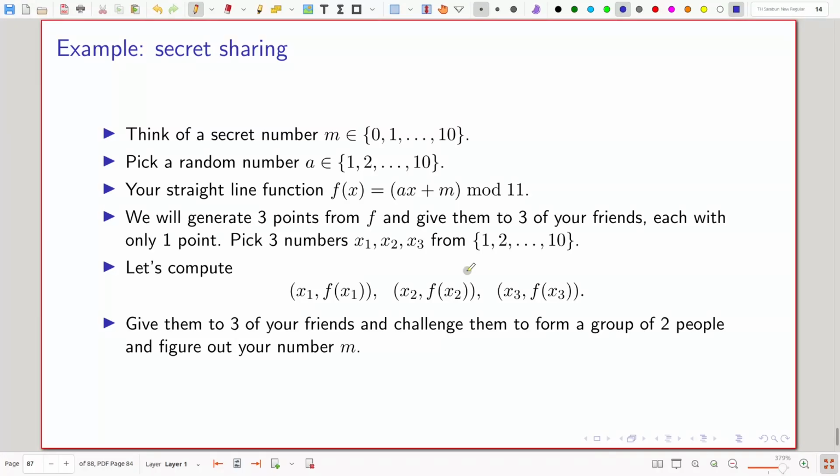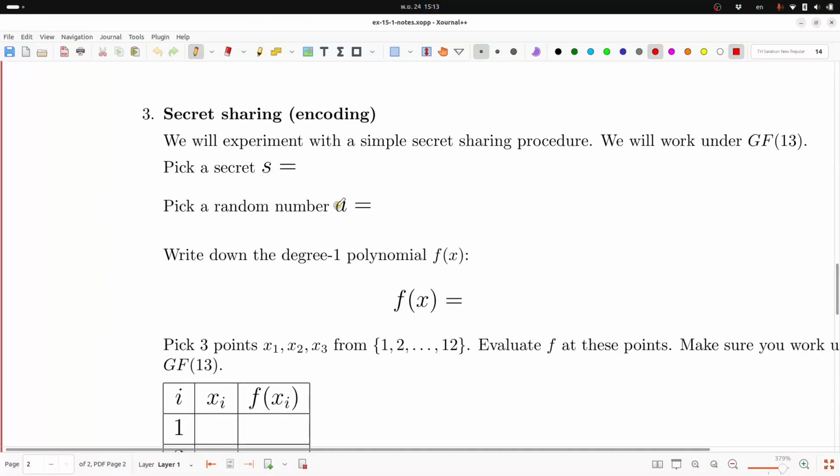Question 3 and 4. Okay? So here this exercise is mod 11. So I want to use GF 13. So you should think about a secret m from 0 to 12, and then pick a random number a, and then your straight line is going to be this mod 13, and then you compute. So let me try to do that in the exercise sheet. Okay, you will work on GF 13.